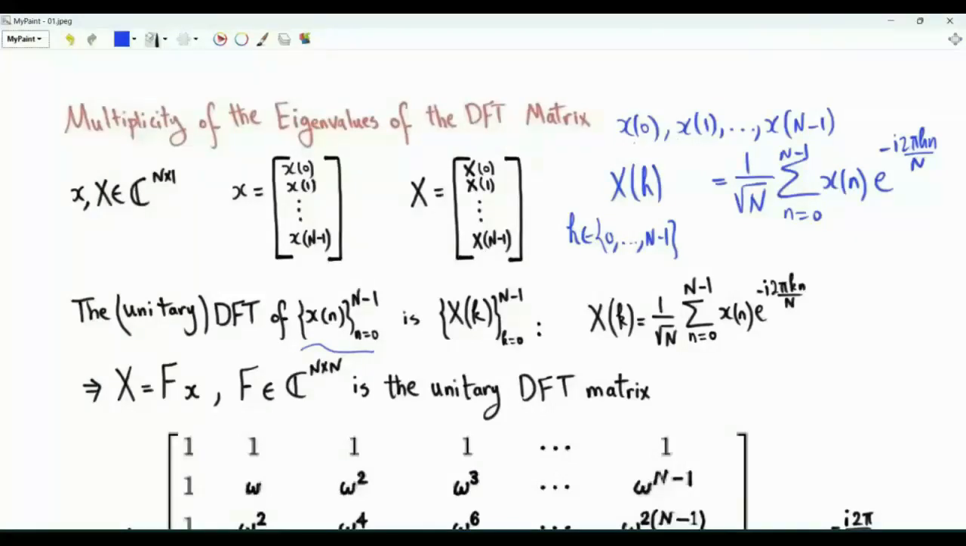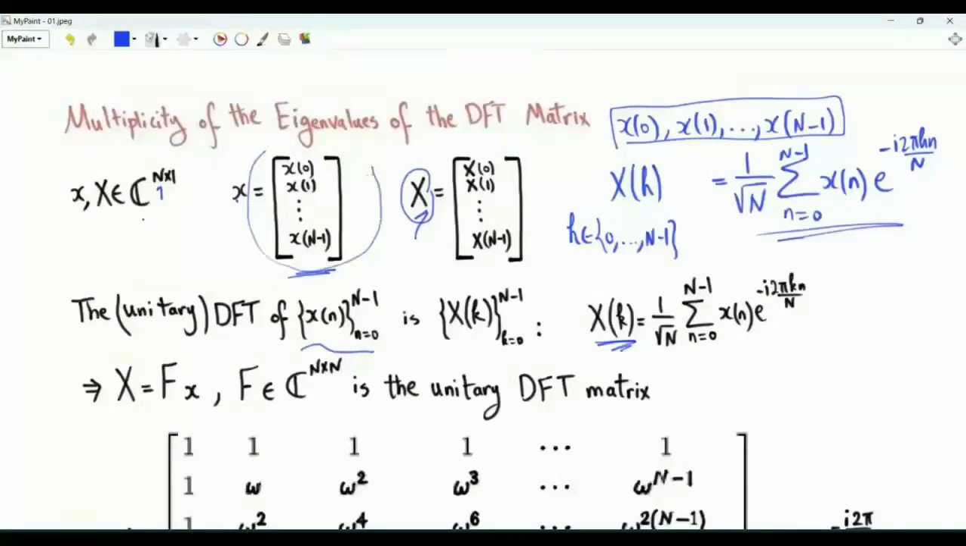We can think of the input signal, small x, as an N-dimensional vector in the N-dimensional complex space. The components of this vector are x[0], x[1] to x[N-1]. The unitary DFT signal X[k] can also be thought of as an N-dimensional vector, this vector X in C^N, with components X[0], X[1] to X[N-1]. We can think of this summation as a linear transformation, a matrix that is multiplied by that vector from the left to yield that vector X.